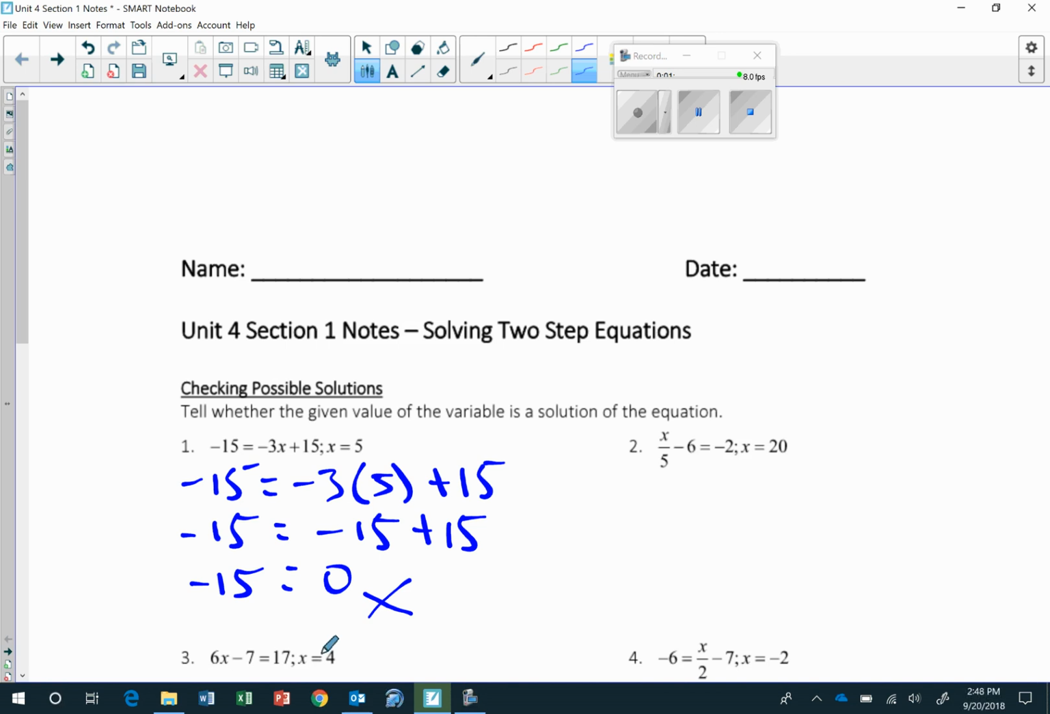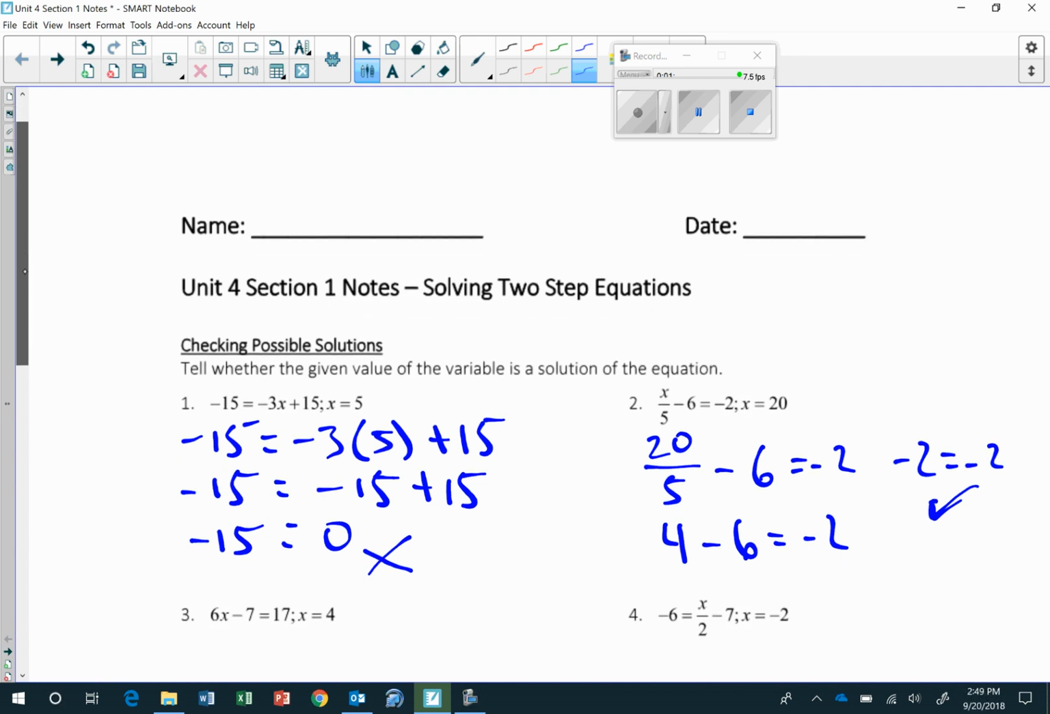For the next one, we have x divided by 5 minus 6 equals negative 2. And then the value that we're testing out is 20 for x. So I'm going to plug in 20 for x. So I'll have 20 over 5 minus 6 equals negative 2. Fraction means I'm dividing. 20 divided by 5 is 4. 4 minus 6 is negative 2. So I get negative 2 equals negative 2, which is a true statement. So I know that 20 is a solution.